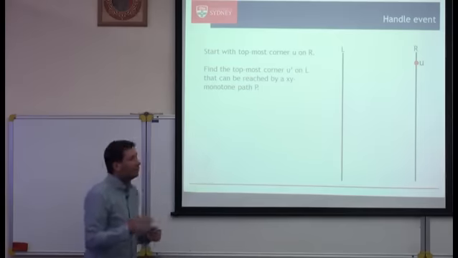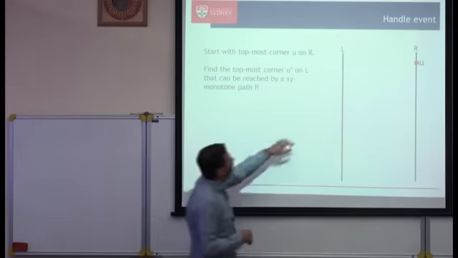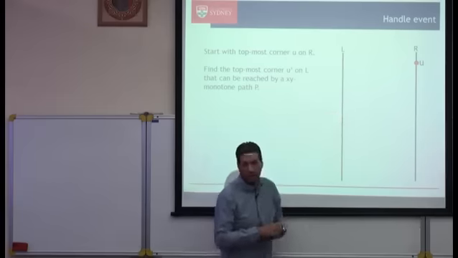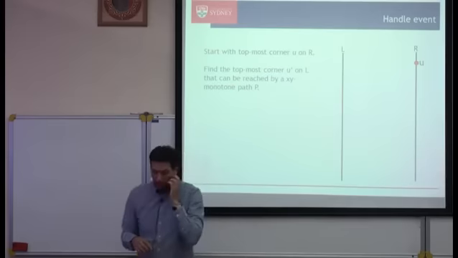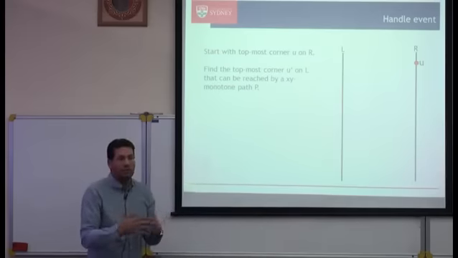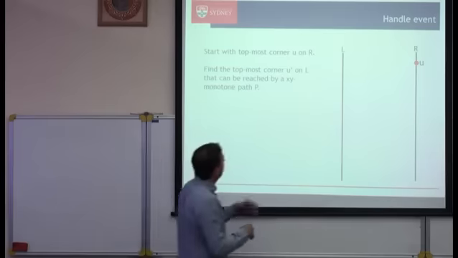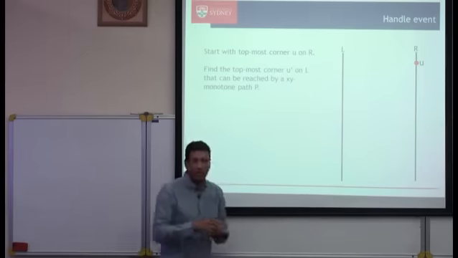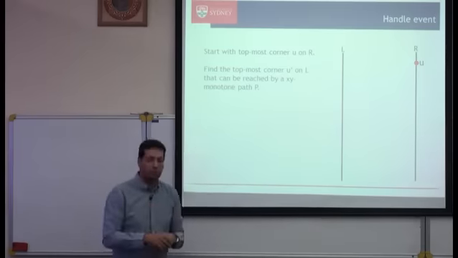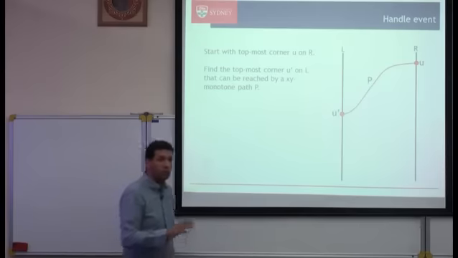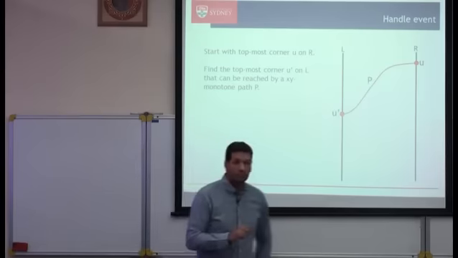But that's not enough. What I'm going to do, I'm going to find the topmost point on L that I can reach with a XY monotone path. And again, I can, because the size of this network is maybe n square, and I can just search for the topmost point they can reach on L. So maybe that's U prime, and that will be my first path.